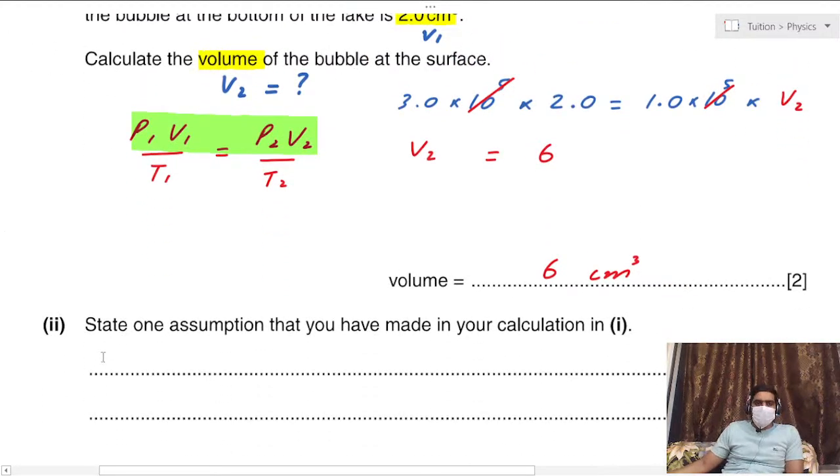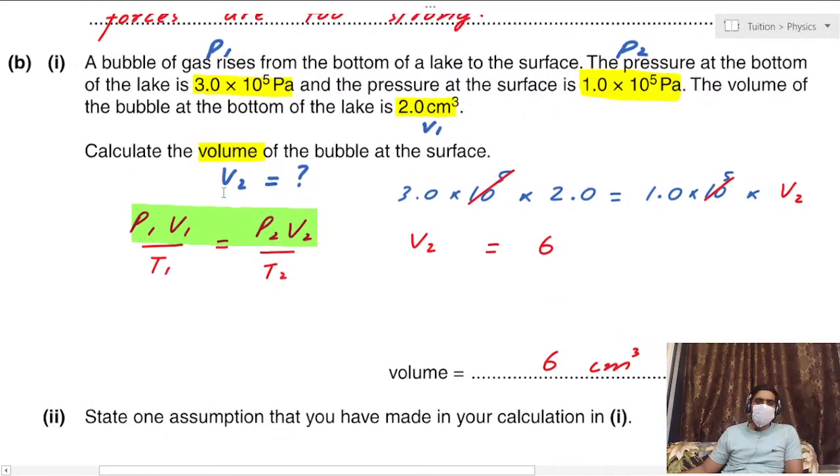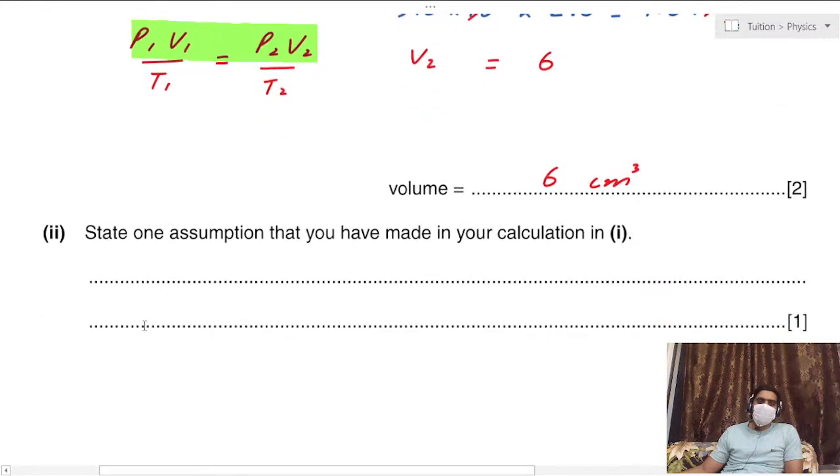All right, the next part says state one assumption that you have made in your calculation. We ignore T. You see in the original formula there was a mention of temperature as well, but we have ignored temperature, and we assume that the temperature remains constant. The temperature doesn't change. Whatever the temperature, let's say 10 Kelvin was here, 10 Kelvin here as well, and then it would have canceled out automatically. This is what we assume, that the temperature remains constant.